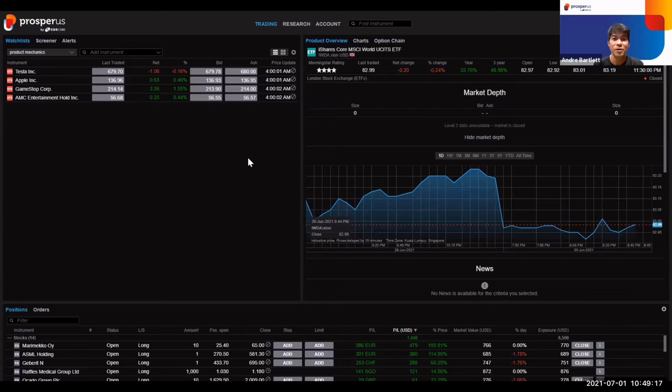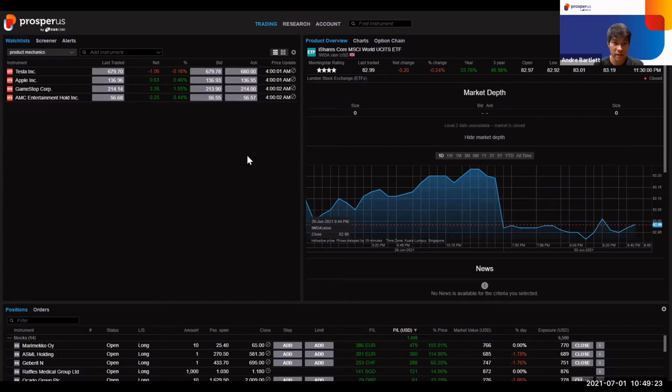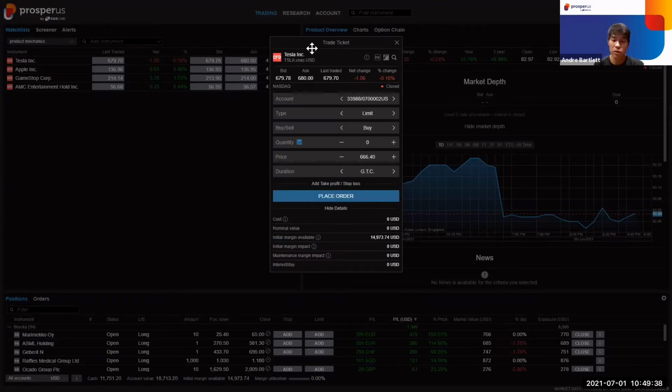Okay, so today we'll be going through the product mechanics of CFDs. All right, so pretty much all you need to know on what to look out for when you're actually doing CFDs on our platform. So CFDs are only available in the Boost platform. Okay, so you can't do it in the Build because Build is only cash products.